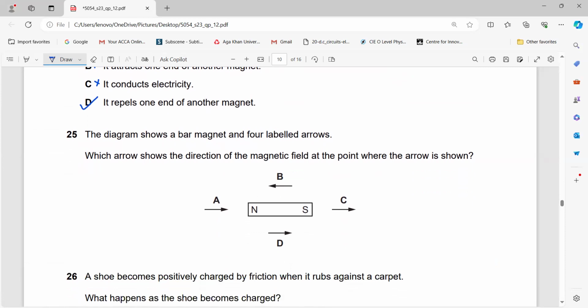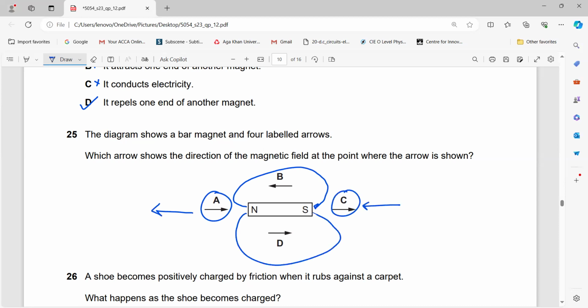Okay, 25. The diagram shows a bar magnet and four labeled arrows. Which arrow shows the direction of the magnetic field at the point where the arrow is shown? Field lines originate from north and go into south. So A cannot be it, from A it should have gone outward. C also cannot be, because from C the magnetic field line should have come into the south pole, right? Let's talk about D. D is not going to south, it's pointing towards the right, as it should be. My answer is going to be D.